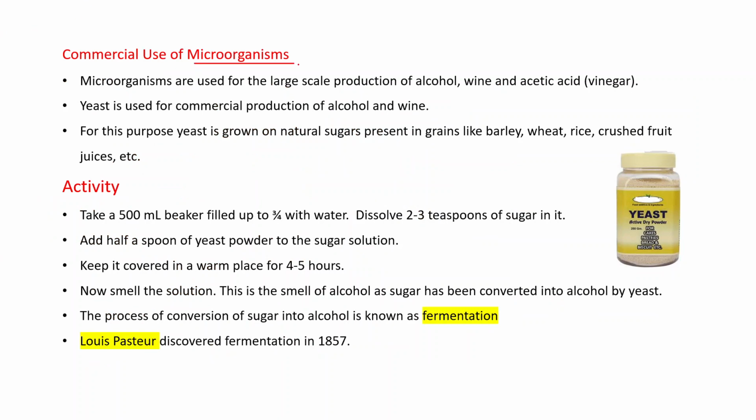Commercial use of microorganisms. Microorganisms are used for the large scale production of alcohol, wine and acetic acid, that is vinegar. In the form of vinegar, we are using this vinegar at our home. Yeast is used for commercial production of alcohol and wine. For this purpose, yeast is grown on natural sugars present in grains like barley, wheat, rice, crushed fruit juices, etc. And in the market, you can get this yeast powder in the form of different packets.